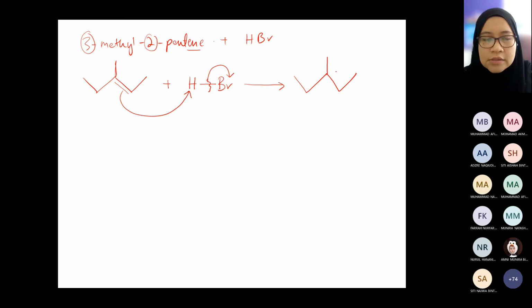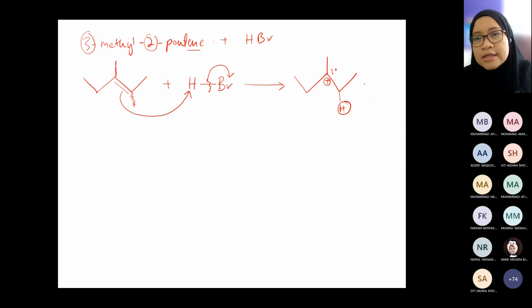Okay, so H will be placed first. H will be placed on the carbon that has more hydrogen, which is the secondary carbon, here. So this is the added H, because here actually we have an unseen H, since in the skeletal structure we don't show it. So we have 1 H attached to the carbon. Alright, so here will then be positively charged, so we have the tertiary carbocation.